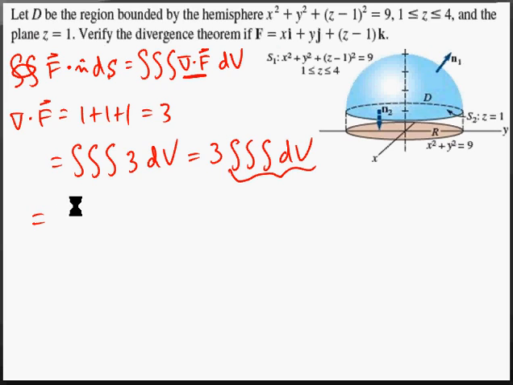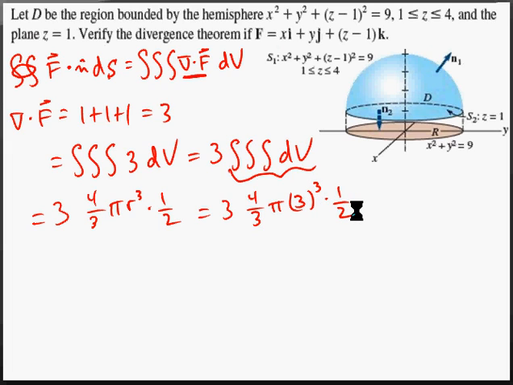Well, these are kind of tricks of the trade here: if you can remember that the volume of a sphere is 4/3 pi r cubed, and we're talking about a half sphere, then we need to take half of that, where the radius is the radius of this whole sphere, which is from 1 to 4, which has a radius of 3. This winds up being 3 times 4/3 pi 3 cubed times 1/2. Of course, by simplification, this 3 cancels with that 3, and this 4 times a half turns into a 2. So this winds up being 2 pi times 27, which gives you a total of 54 pi.